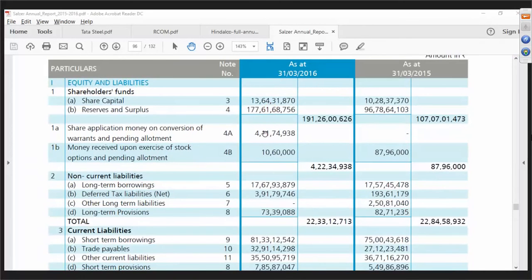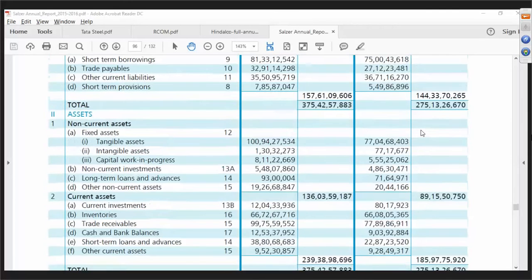Maybe they were doing some investments because of capex, right? But we see fixed assets go up from 77 crore to about 100 crore. That's only about 20 crore coming in. We see current investments going up from 80 lakhs to 12 crore. So 12 crore of money has gone here. We see some other non-current assets going from 20 lakh to 19 crore. So about 19 crore has gone here.